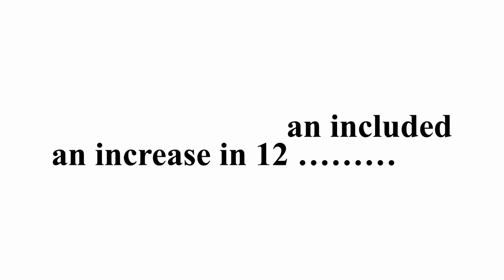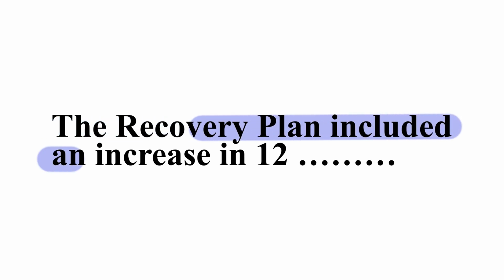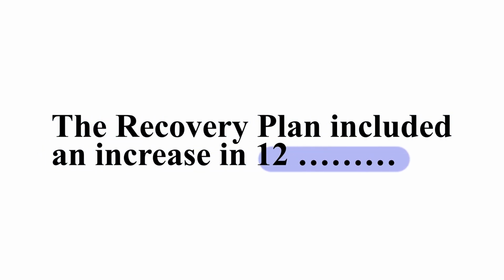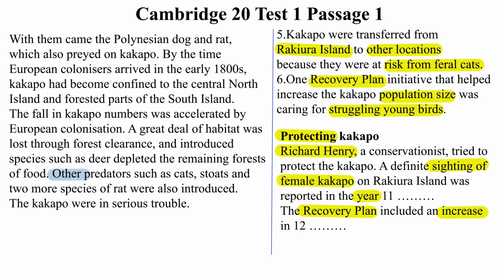Let's see question number 12. The recovery plan includes an increase in, dash. Here the search word is plan, which is included in the answer, but it should be increase. Other predators such as cats, stoats, and two more species of rat were also introduced. The kakapo were in serious trouble. Here, there is no word connected with Island and protection.